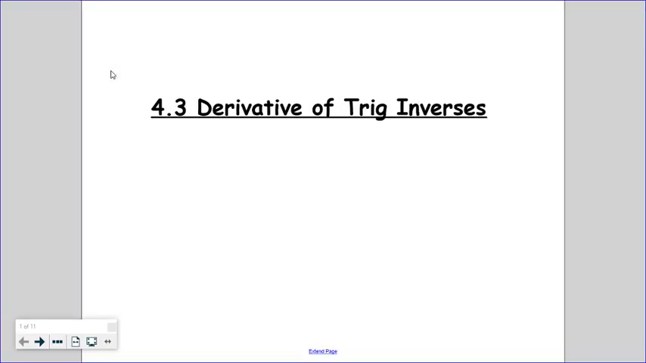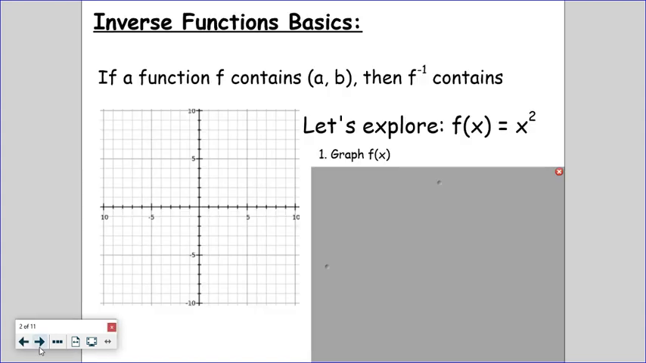All right. We have three sections left in chapter 4, and that will finish up all of our derivative rules. And moving on past this is just using them. So we're getting there. Today is focused on inverses, mostly on trig function inverses, but also inverse functions, kind of getting our introduction to that. And so that's where we start our conversation, is just what are the basics of inverse functions.